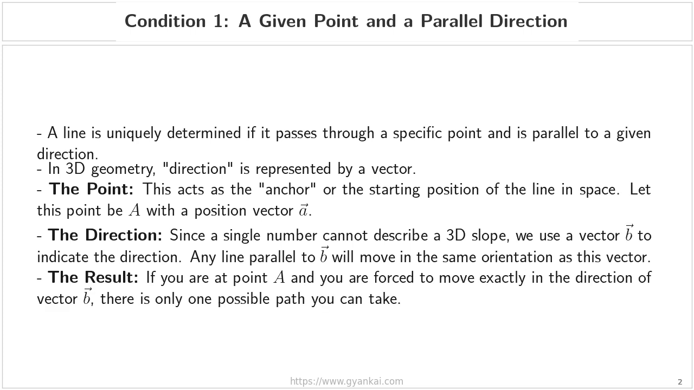Finally, look at the result. If you are standing at your anchor point, point A, and you are forced to move exactly in the direction of vector B arrow, there is only one possible straight path you can take. There's no room for deviation, which is why the line is unique.